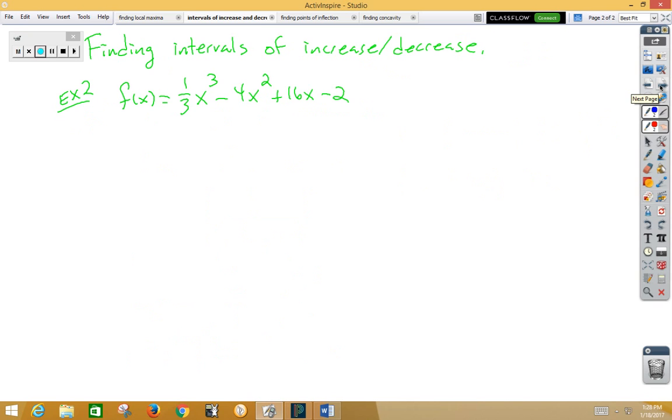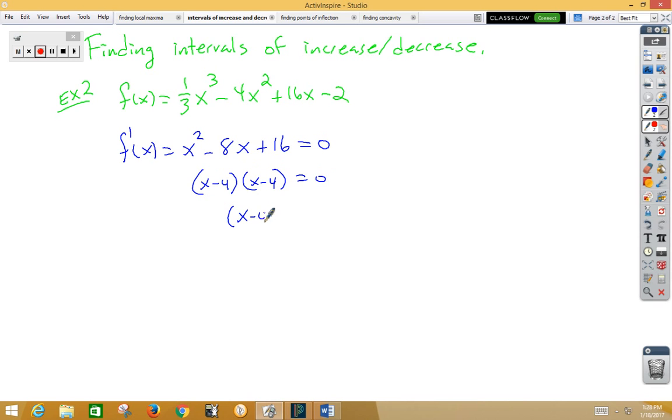In this problem, again, same steps. We take our first derivative, x squared minus 8x plus 16, and set it equal to 0. We solve again by factoring. This time we get x minus 4, x minus 4, or x minus 4 squared equal to 0. Well, our x value would be 4.